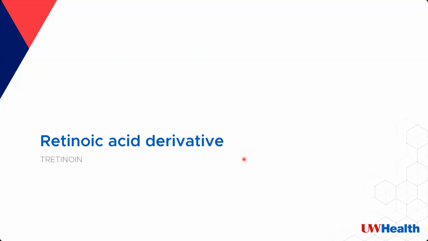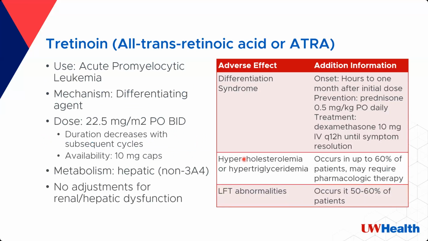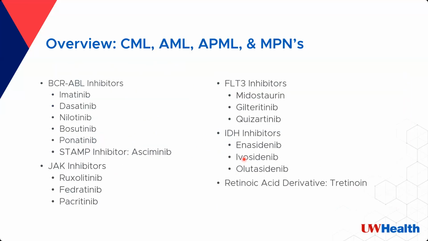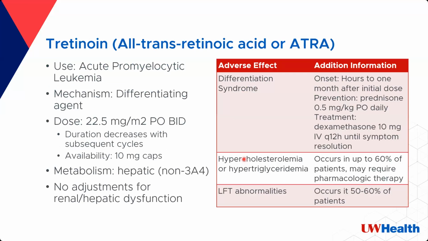And then moving on to our final class of agents, which will be your retinoic acid derivative. Tretinoin is the only agent within this class. So tretinoin, also known as all-trans retinoic acid, or ATRA, if you've ever heard that acronym before. It is used in acute promyelocytic leukemia, and it is a differentiating agent similar to our IDH inhibitor. The dosing for this in APML is 22.5 mg per meter squared BID.